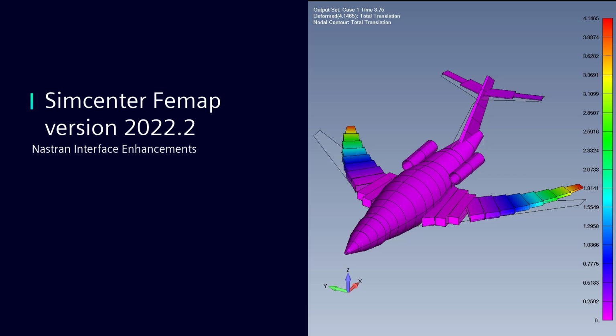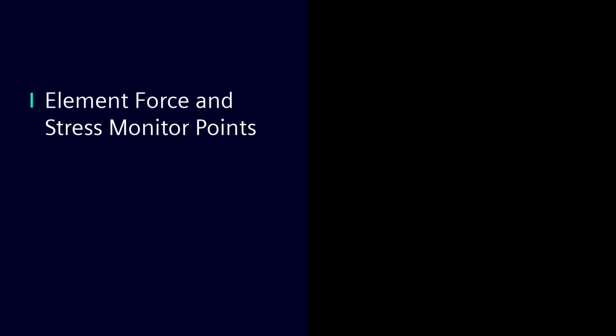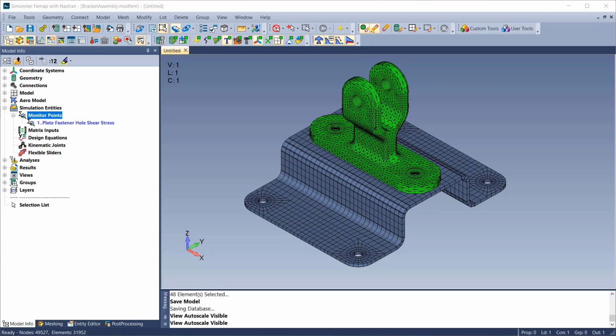Simcenter Femap version 2022.2 continues to enhance its interface to the NASTRAN solver. This version includes two major enhancements: monitor points and aeroelastic dynamic response. Monitor points are used to define output for selected nodes, elements, and aerodynamic control points.